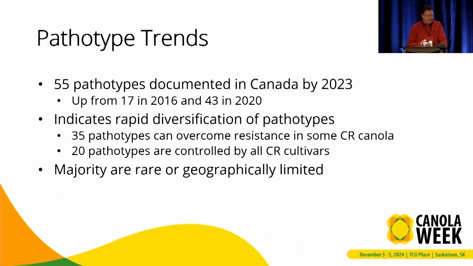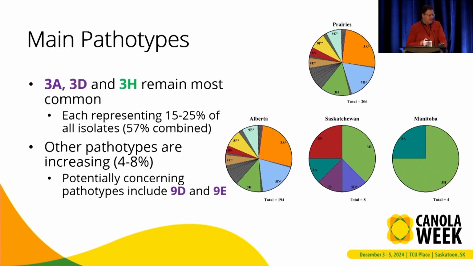The majority are rare or geographically limited, and these graphs show the composition of pathotypes. On the top, we have a pie chart showing province-wide, and on the bottom three pie charts we have Alberta, Saskatchewan, and Manitoba. But keep in mind, it's not an equal sampling. There are 194 for Alberta, while only 8 for Saskatchewan and 4 for Manitoba.